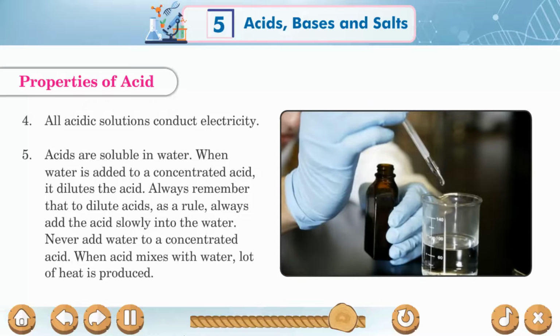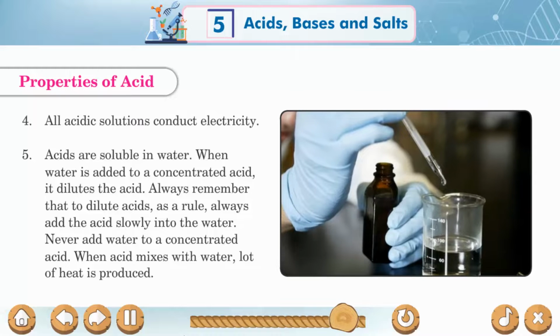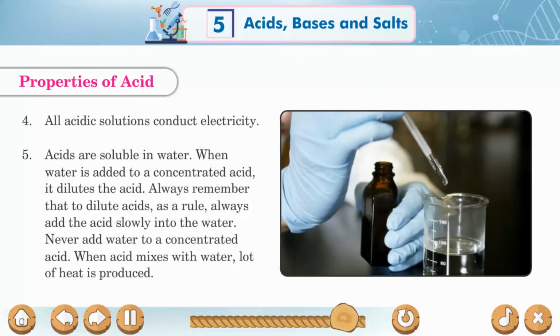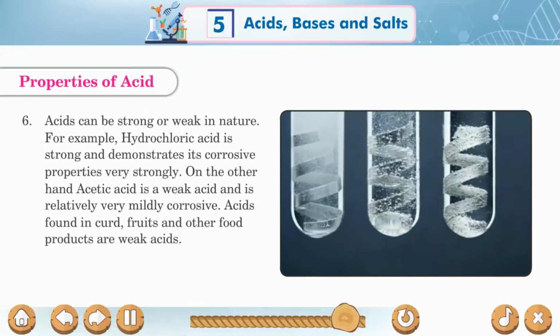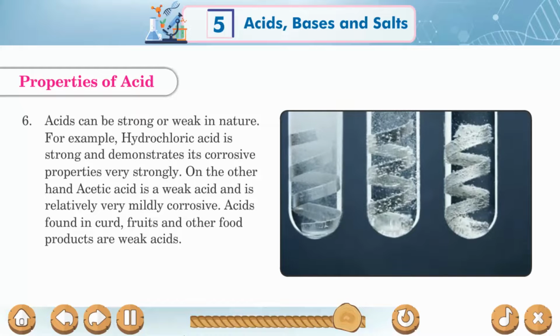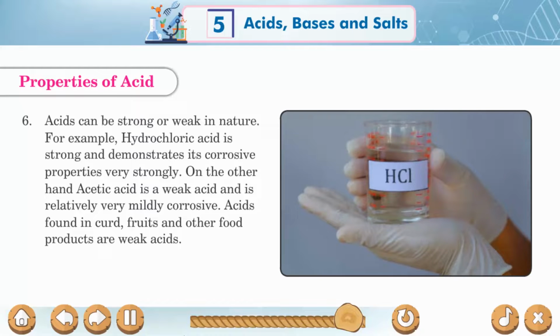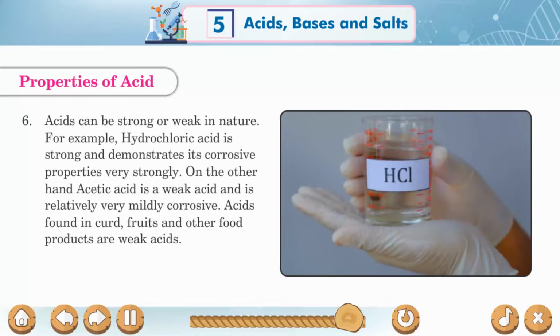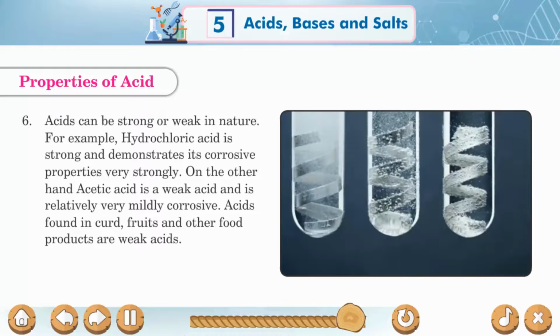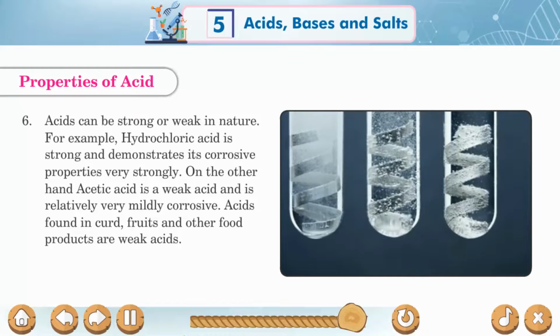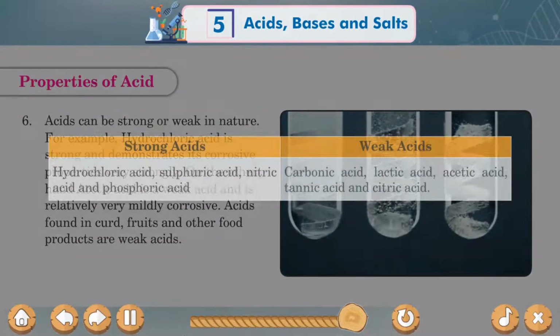Never add water to a concentrated acid. When acid mixes with water, a lot of heat is produced. 6. Acids can be strong or weak in nature. For example, hydrochloric acid is strong and demonstrates its corrosive properties very strongly. On the other hand, acetic acid is a weak acid and is relatively very mildly corrosive. Acids found in curd, fruits and other food products are weak acids.